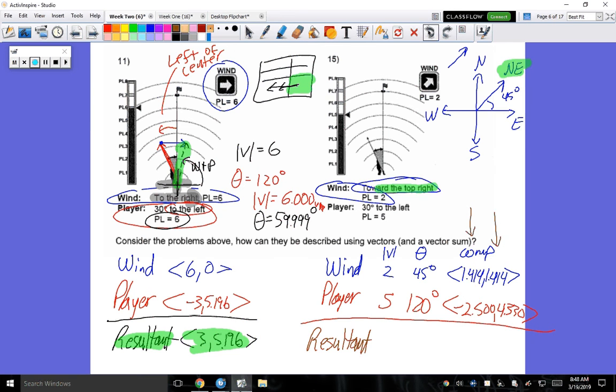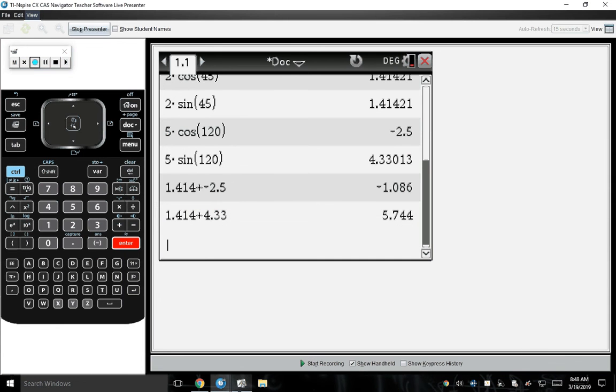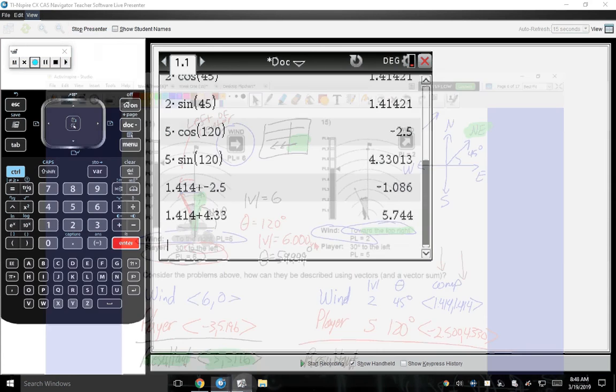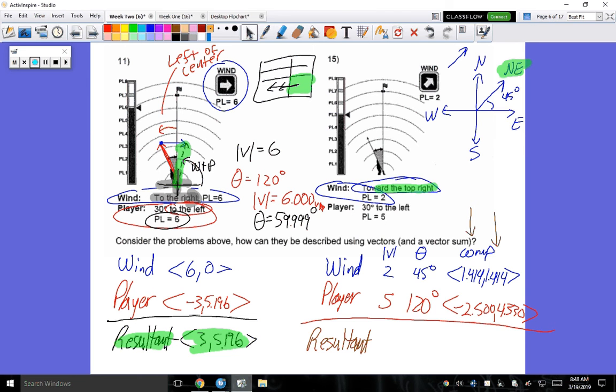So we'll have 1.414 plus a negative 2.5 and a 1.414 plus a 4.330. So from the calculator, these negative 1.086 and 5.744 are the components of the resultant vector.